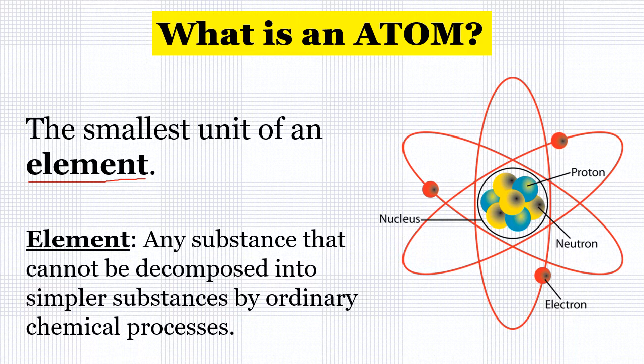So if you've seen the periodic table, you've probably seen some familiar things on there, like oxygen, something that we breathe in every day. So oxygen can't be broken down into simpler substances by ordinary chemical processes. We can't do things to oxygen to break it down into anything simpler than oxygen. Okay, so again, an atom is the smallest unit of an element, and again, an element is anything we can't break down into simpler terms. So everything on the periodic table is an element.